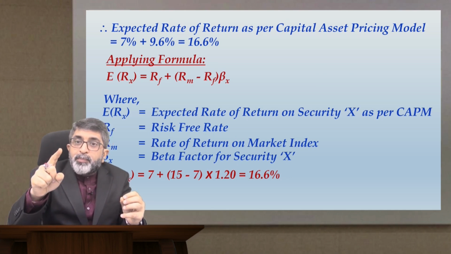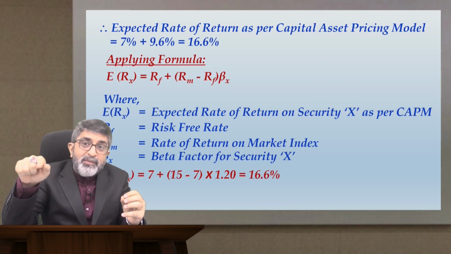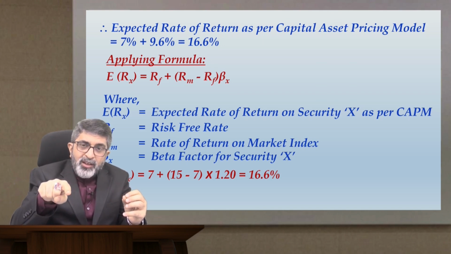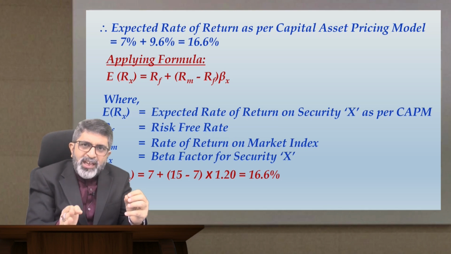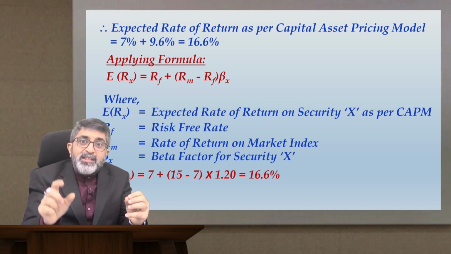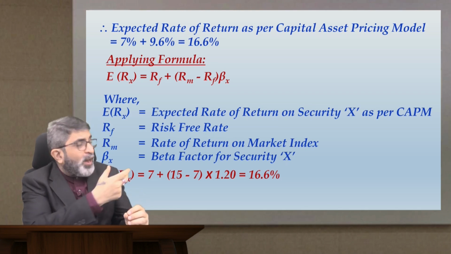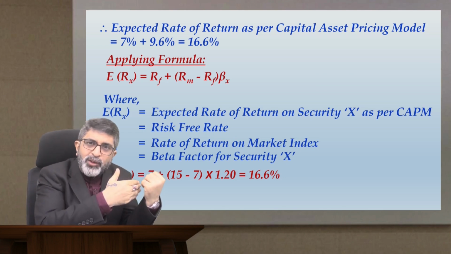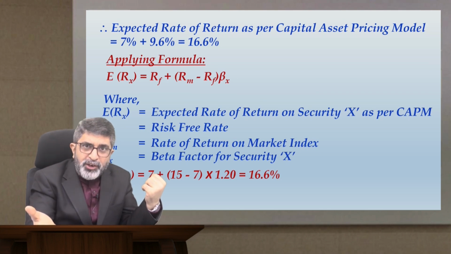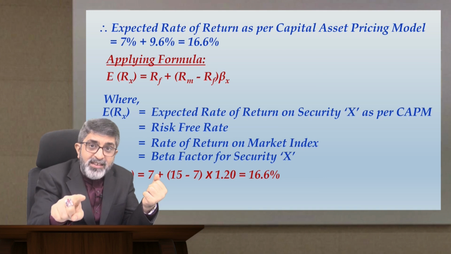which is P0 equals to D1 divided by KE minus G. What is KE over there? Tell me, what is KE over there? KE over there is nothing but the expected rate of return by the equity shareholder. So that KE, if you are extracting from CAPM, because this is also giving you expected rate of return by the equity investor, correct, which can be resembled as KE.